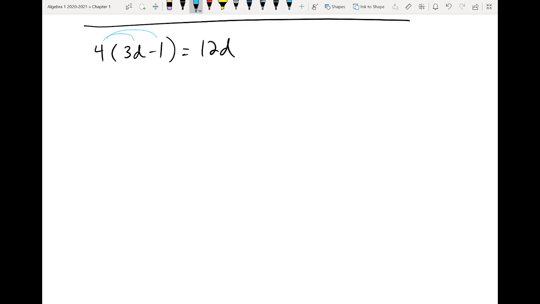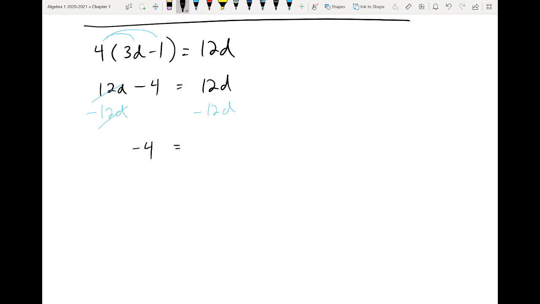I could also just divide on both sides, I could divide both sides by 4. But in this case, I want to demonstrate something here. I have 12d once I distribute, 4 times 3, 12d, and then 4 times negative 1, which is negative 4, and that's equal to 12d. Now remember, I need to get all my variable terms on one side, so let's go ahead and subtract this guy off, right? So then I have the negative 4 now by itself, but watch what happens.